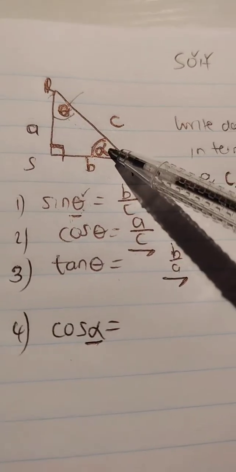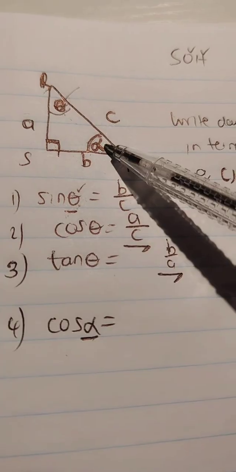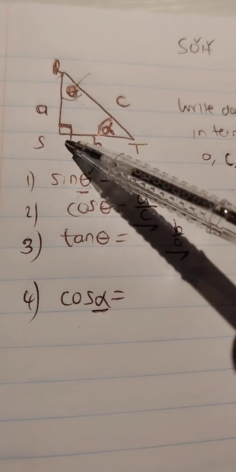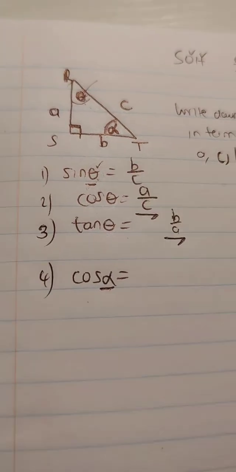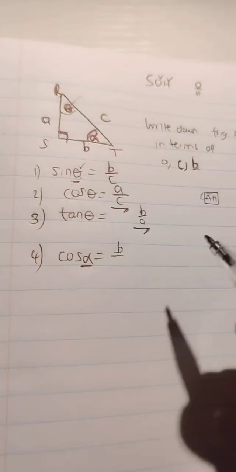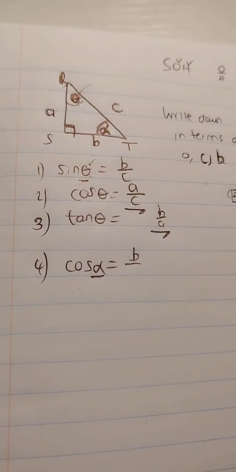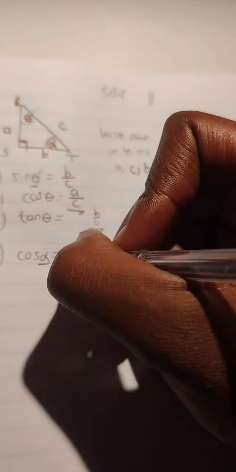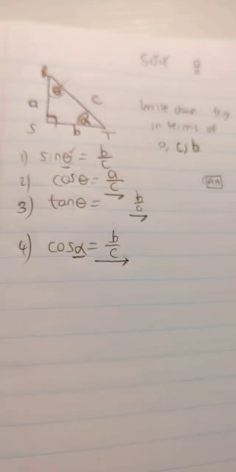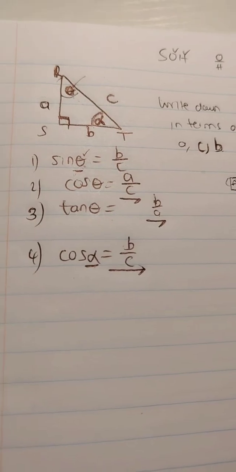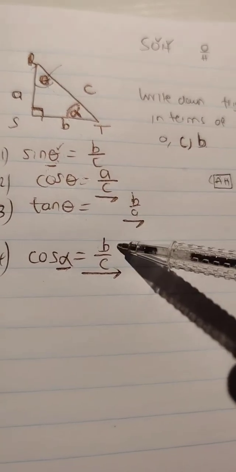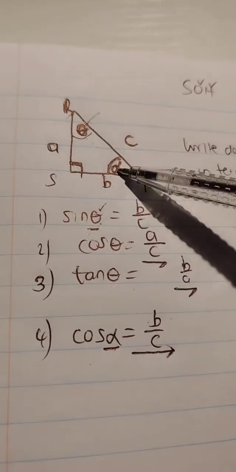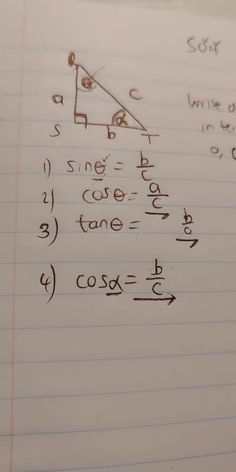Okay, so alpha, guys, is here. Who is the adjacent side? Give B. Thank you. So it's B. Over what, guys? Whose hypotenuse? Give C. Thank you so much. Adjacent side, give B. Then hypotenuse, give C, when you look at this angle.